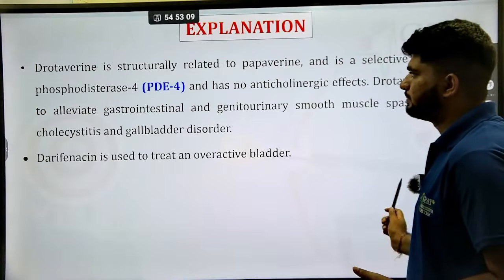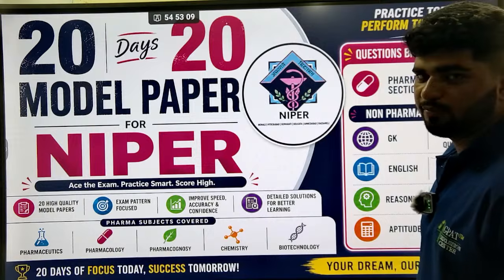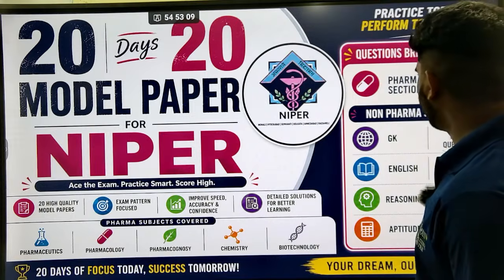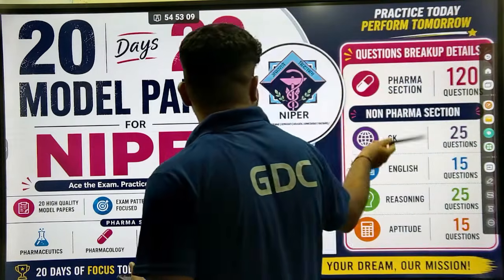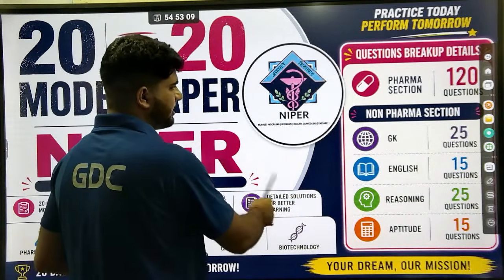Okay, so this is the 20 days 20 model paper series, guys. You have been following this one. You will get 120 questions from pharma, 25 from GK, 15 from English, 25 from reasoning, and 15 from aptitude.